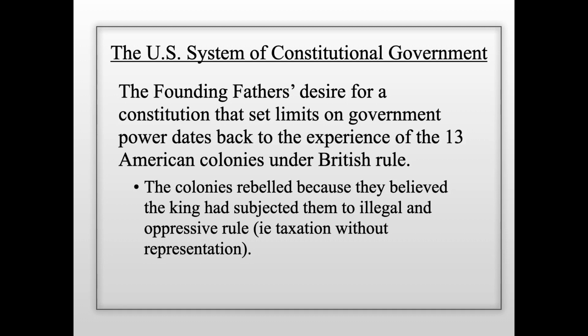So when they created the United States and when they created the first government and then the first constitution, the American states felt that the most important thing they wanted the government, the Constitution, to do was to prevent the United States government, the national government, from ever being able to oppress them the same way that the British government had oppressed the colonies. And so they created a constitution that set clear limits on what the government could not do and what the government could do.